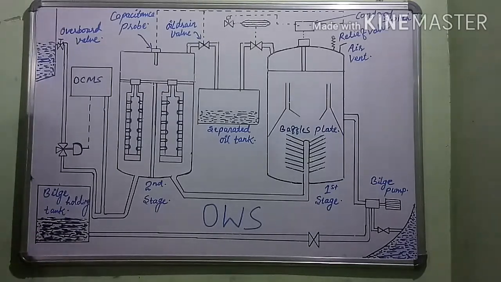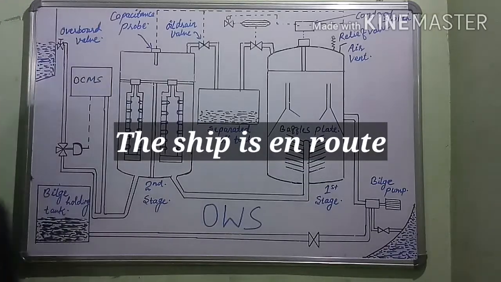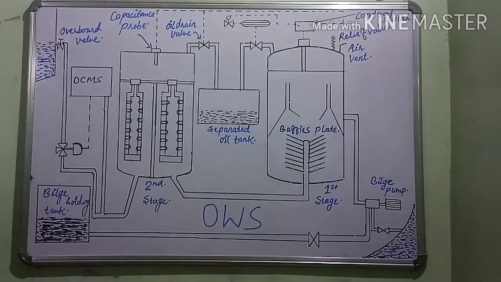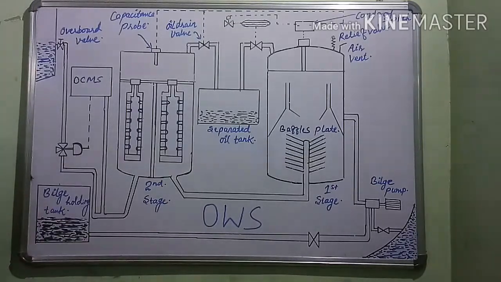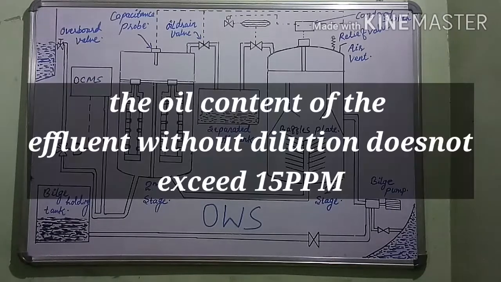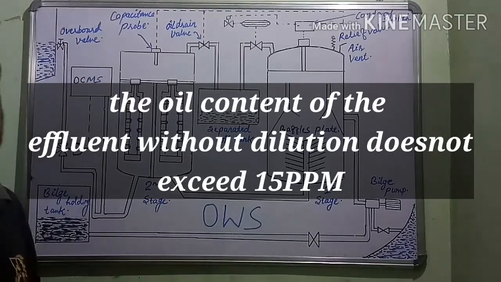Our first rule is that the ship should be en route. The second regulation is that the oily mixture is processed through an oily water separator filter meeting the requirements of Regulation 14 of this Annex. The third regulation is that after passing through the oily water separator system, the oil content of the effluent without dilution does not exceed 15 parts per million.